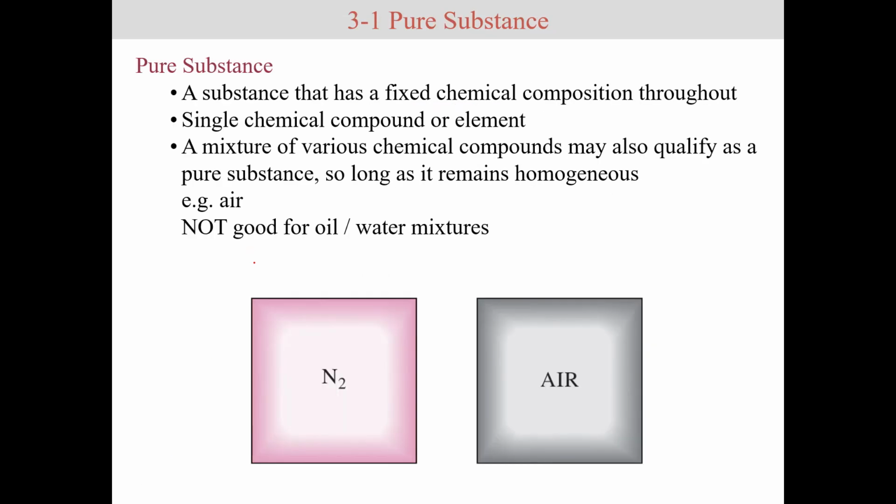So let's start with what a pure substance is. A pure substance is a substance that has a fixed chemical composition throughout. It can be a single chemical compound or element. A mixture of various chemical compounds may also qualify as a pure substance. Here's an example. If I have a tank of nitrogen, it's a pure substance because it's all nitrogen. But also, if I have a tank of air, air is also considered a pure substance, even though it's composed of several different gases, because it's mixed as a homogeneous mixture.